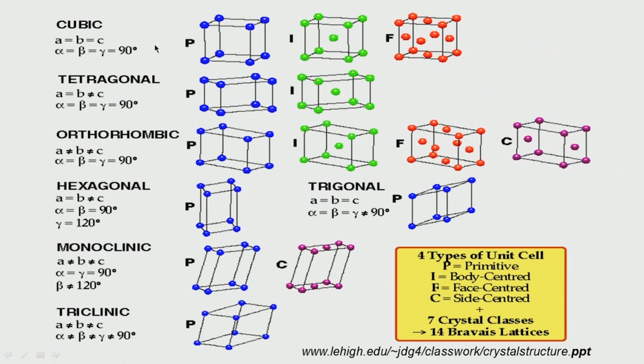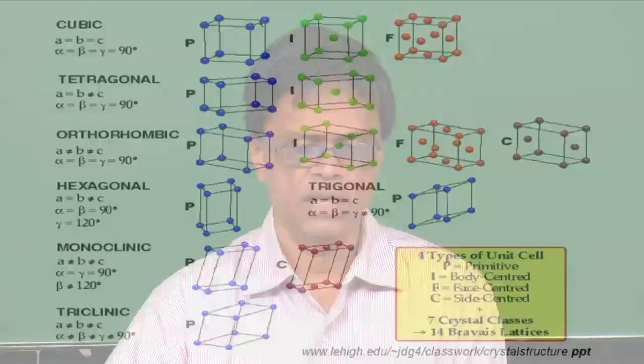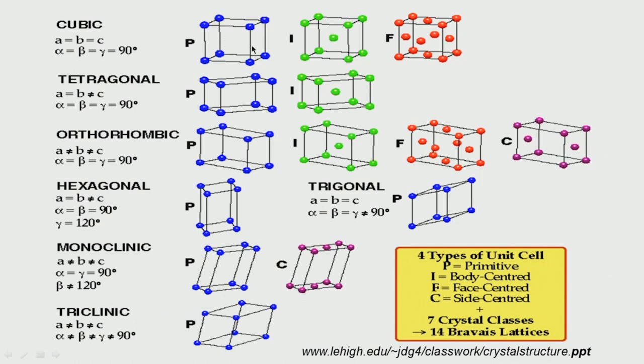For example, if you take cubic, it is symmetric in all respects. A is equal to B equal to C, that means all 3 sides are equal, and the 3 angles alpha, beta, gamma are equal to 90 degrees. So this particular class has all types of symmetries, because all the lengths are equal and all the angles are equal to 90. In cubic, you can have a primitive structure, a body centered cubic, as well as a face centered cubic.